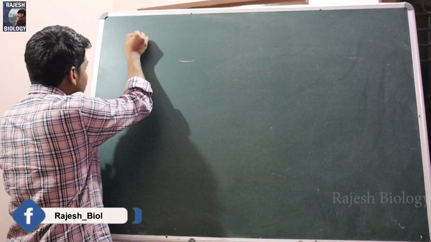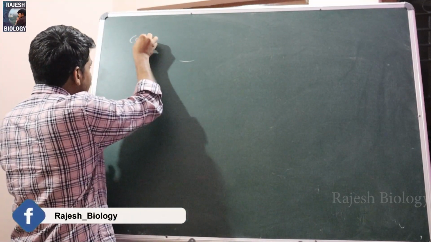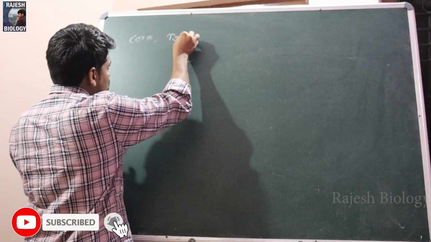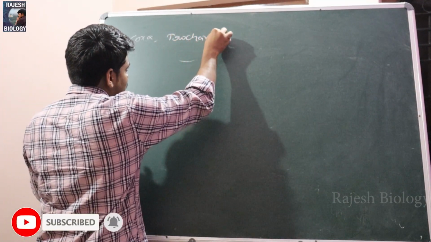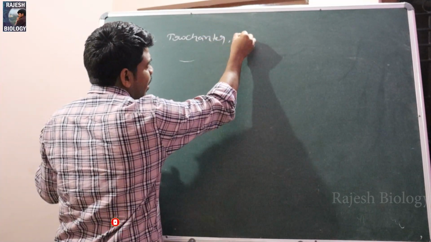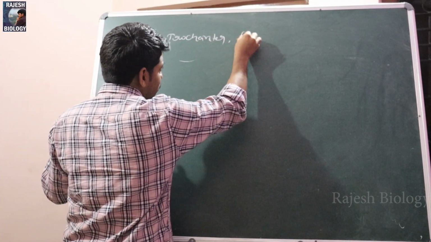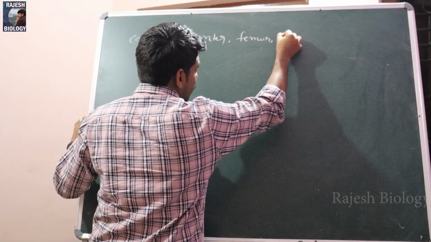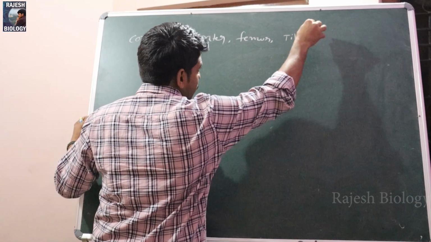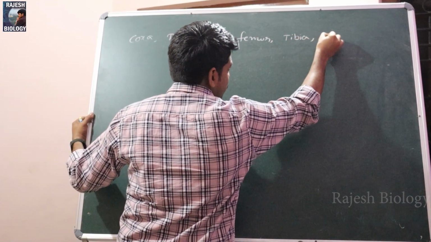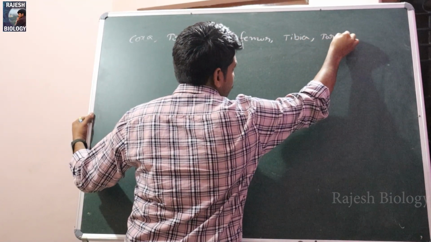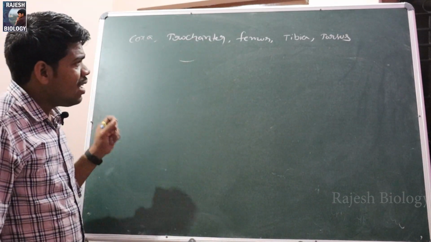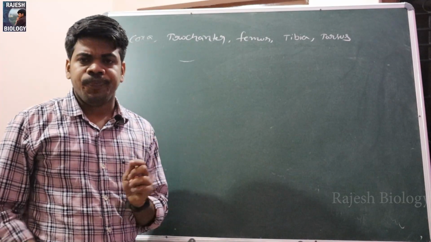I'll write them here. First is the coxa. First part is the coxa. Trochanter, and femur, tibia, tarsus. Coxa, trochanter, femur, tibia, tarsus.